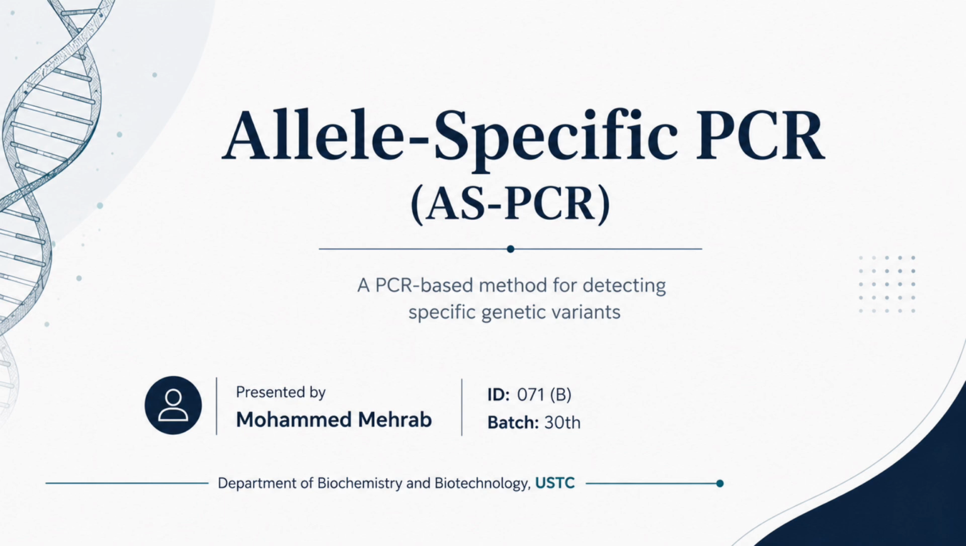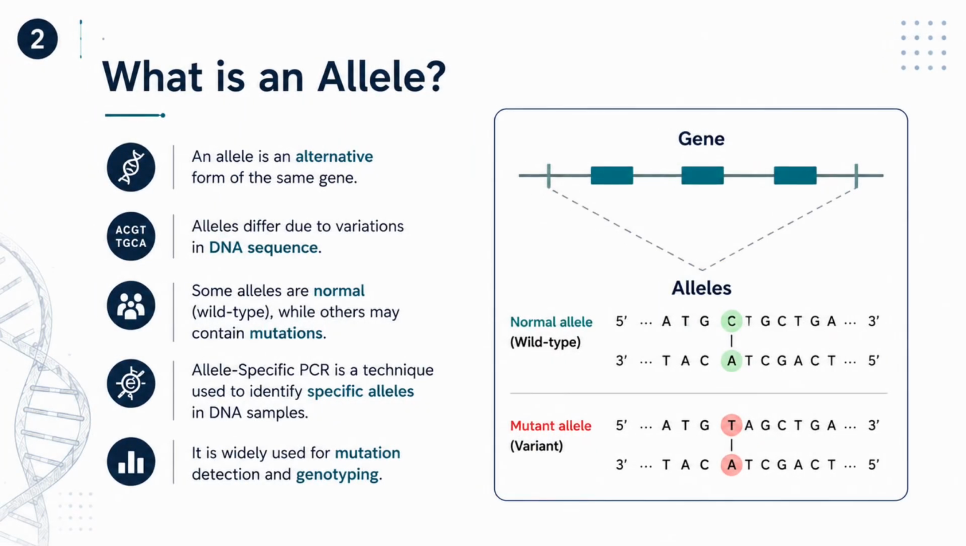Today I will briefly present allele-specific PCR or ASPCR, which is a PCR-based technique used to detect specific genetic variants or mutations in DNA. Before understanding ASPCR, we need to know what an allele is. An allele is an alternative form of the same gene. Different alleles arise due to change in the DNA sequence. Some alleles are normal, known as wild-type alleles, while others contain mutations. ASPCR helps identify which allele is present in a DNA sample.